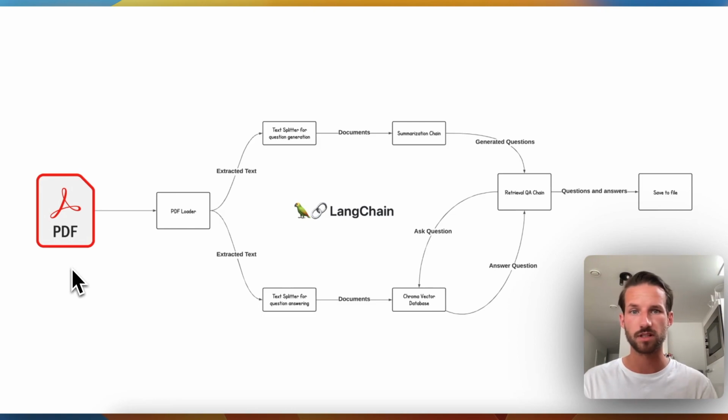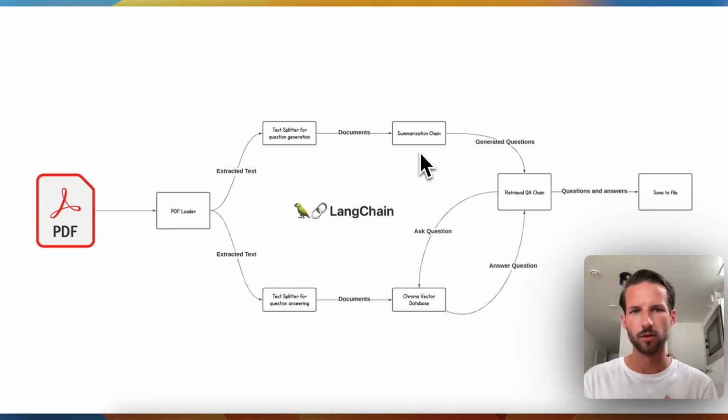Let's first go to the question generation part. Once we split the text into smaller documents, we'll feed them to a summarization chain. We'll customize this one because usually it summarizes a document, but we want it to generate practice questions based on the study material. So we'll use a bit of custom prompting there. Once we have those generated questions, we will use a retrieval question answer chain to generate answers.